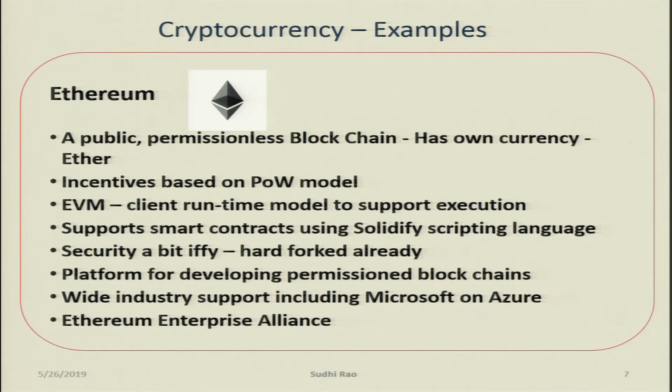Ethereum is also based on a public permissionless blockchain exactly like Bitcoin, and it has its own currency called Ether. Bitcoin is a currency; Ethereum is the blockchain, and it has a currency called Ether. Ethereum also started with a proof of work incentive scheme, but it is shifting over to proof of stake. In the previous talk we compared the two, and there are certain advantages to proof of stake. So, Ethereum is moving away to proof of stake.